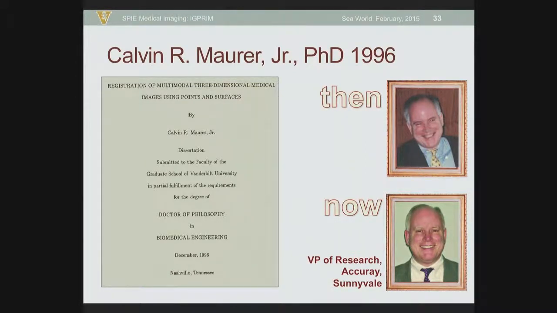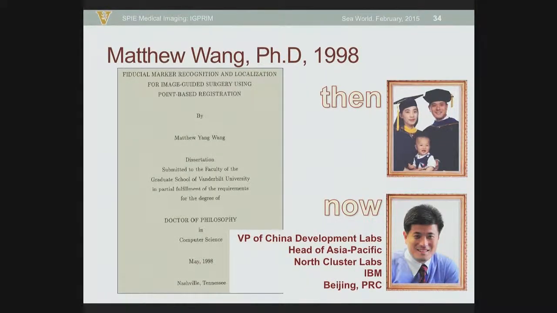All these projects, all these dissertations had directly to do with this project. Here's Matt Wang. He married a woman who was getting a master's degree at the time. They had a son when he graduated. And he's vice president of China Development Labs, head of Asian Pacific North Cluster Labs. He's head of 6,000 people now. I couldn't even get past his secretary if it were not for the coincidence that I happen to be his major professor. He's way up there compared to me now. By the way, William is his son's name, is scheduled to go to Vanderbilt this year.